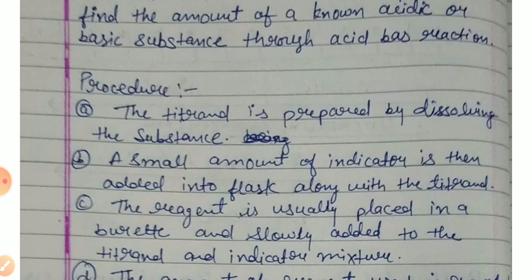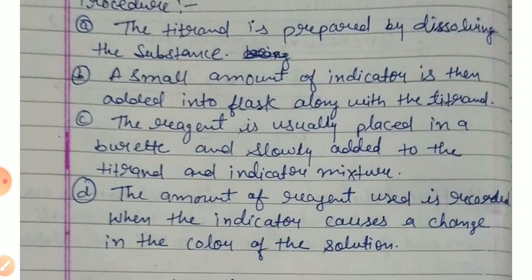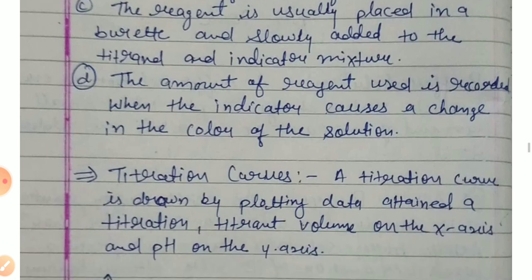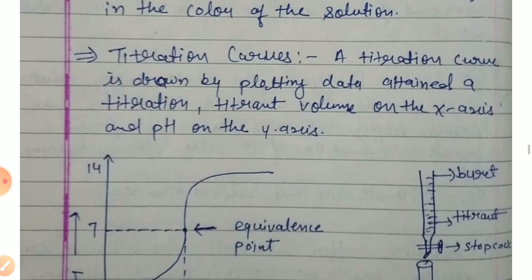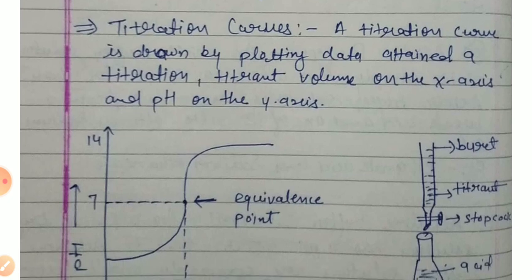So the indicator is added in a flask along with the titrant, and the reagent is usually placed in a burette and slowly added to the titrant and indicator mixture. Then the amount of reagent used is noted when the indicator causes a change in color of the solution, like from colorless to pink. So you can see this in a titration curve. This is the equivalence point. Okay, what is the equivalence point? It is when the pH of the solution changes.